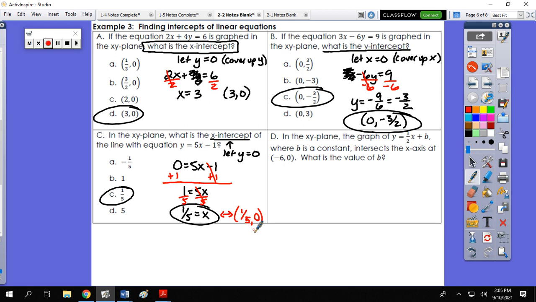In the xy plane, the graph of y equals 1/2 x plus b, where b is a constant, intersects the x-axis at negative 6, 0. What is the value of b? Well, this is a tricky way of them saying, look, you're given an x and a y. So we should take our equation, y equals 1/2 x plus b, plug in negative 6 for x, plug in 0 for y, and then solve the equation. When we do that, we add 3 to each side, and we get that b is 3.